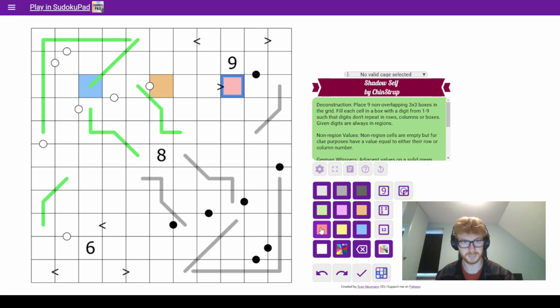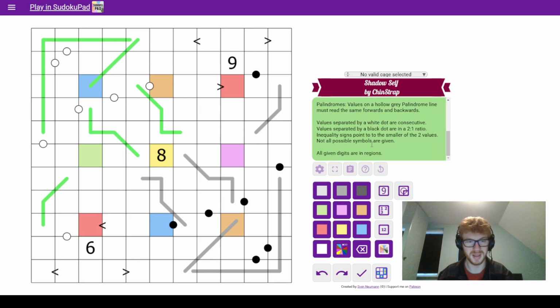And that is true for all of these. So these are the start of the nine regions, yeah. Let's do it like this. These cells are always part of a region.